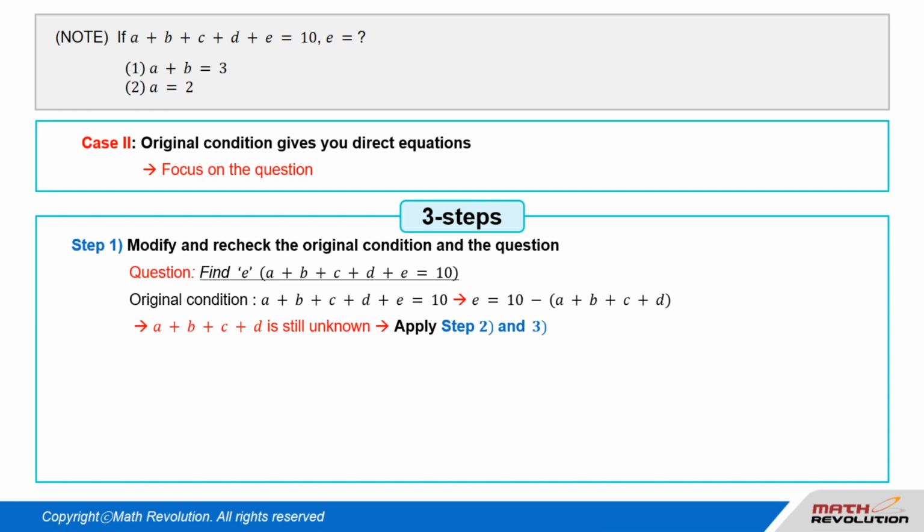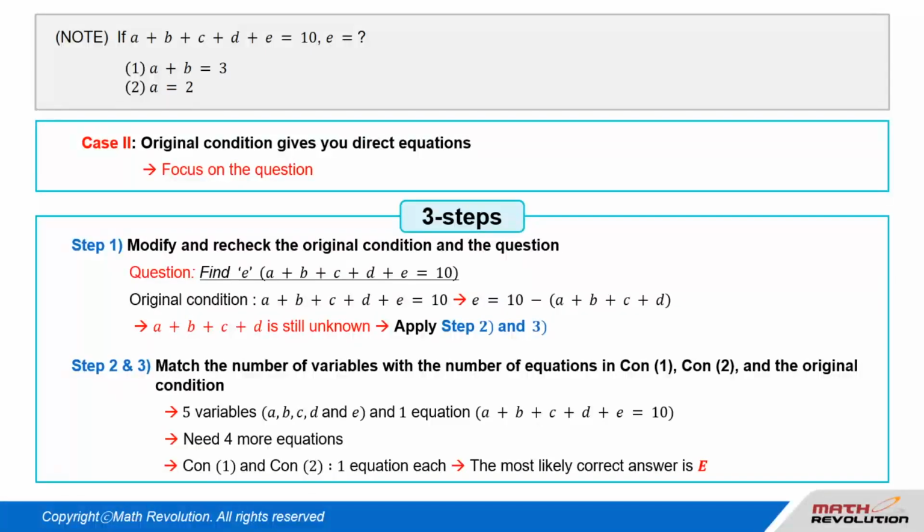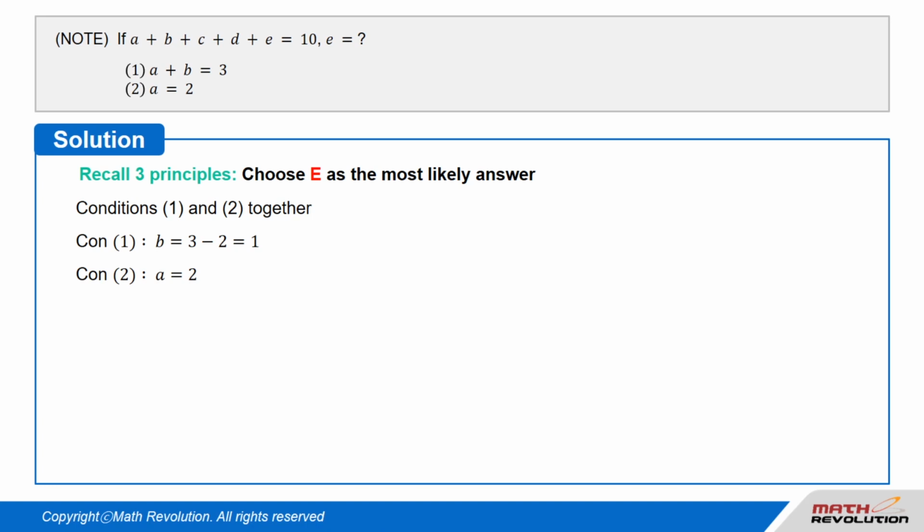That's right. This is important. We should go to the second and third step if we haven't found what we are looking for. Second and third step. From the original condition, we have 5 variables, A, B, C, D, and E, and 1 equation, A plus B plus C plus D plus E equals 10. To match the number of variables with the number of equations, we need 4 more equations. Since conditions 1 and 2 will provide 1 equation each, E would most likely be the answer. Recall 3 principles and choose E as the most likely answer.